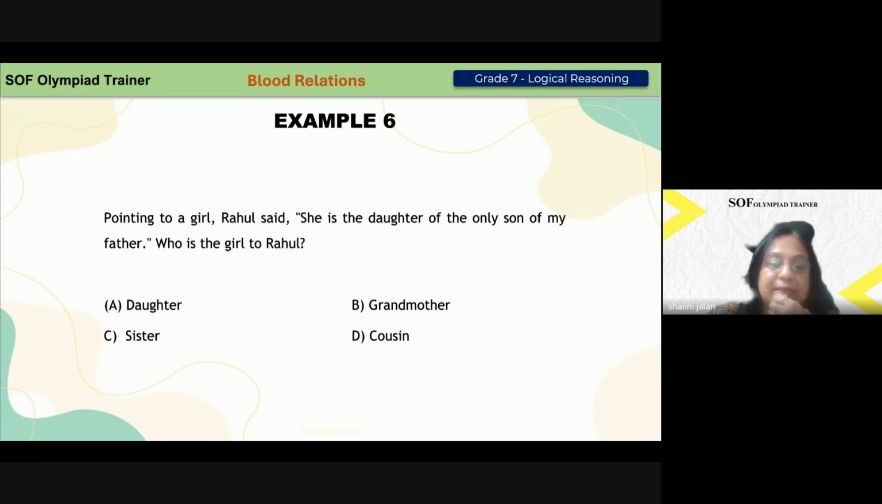Rahul is saying, pointing to a girl, that she is the daughter of the only son of my father, Rahul's father. And Rahul's father's only son will be Rahul himself. And the daughter of that son, so that means the daughter of Rahul only. So that girl is actually the daughter of Rahul.